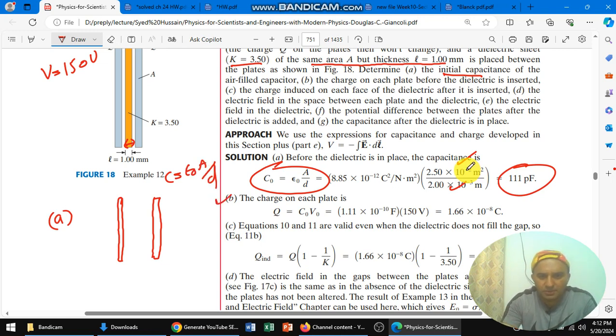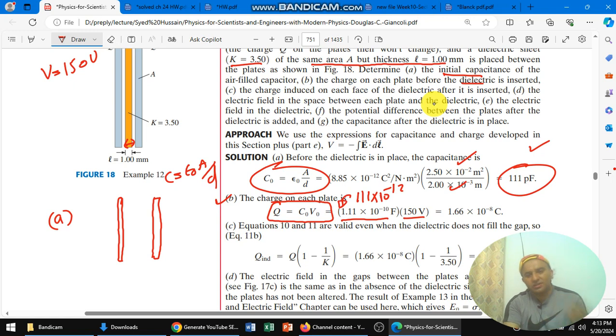And B is the charge on each plate before the dielectric is inserted. So before the dielectric is inserted, Q is equal to C naught V. We already know C naught without medium is 111 picofarad, or 1.11 into 10 to the minus 10 farad, which is multiplied by V naught, 150. 111 pico means 111 into 10 raised to the power of minus 12, that we can write as 1.11 into 10 to the power minus 10 farad. Then we get the Q. So these are A and B for the vacuum.